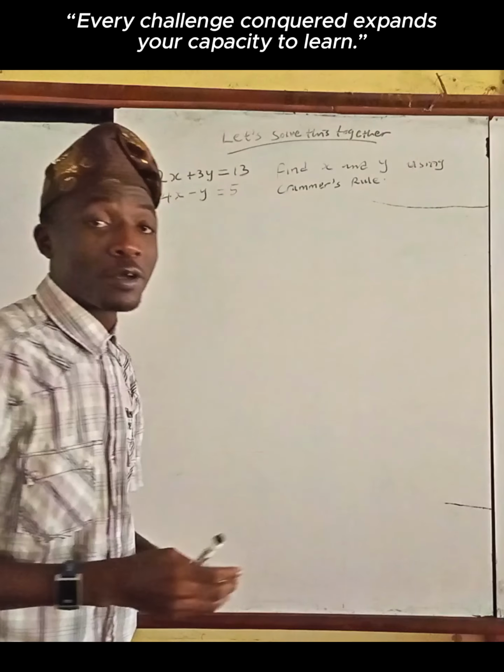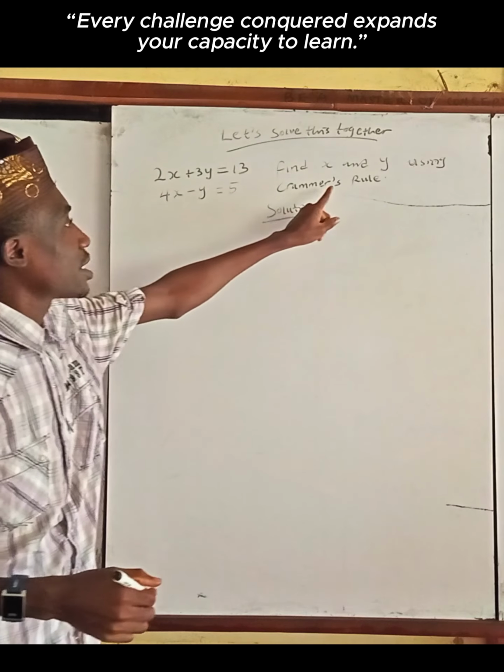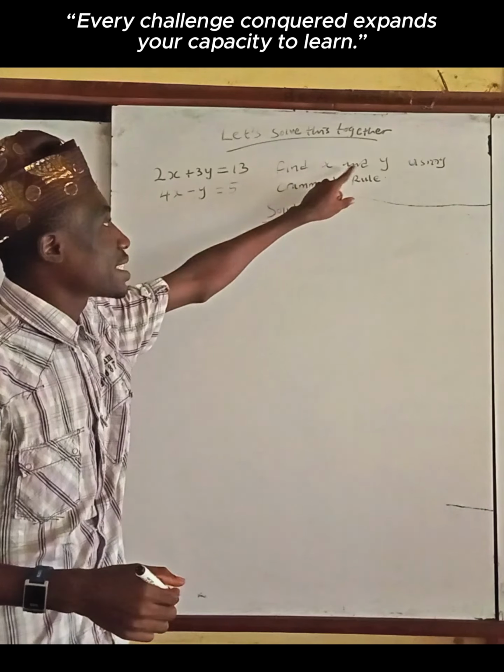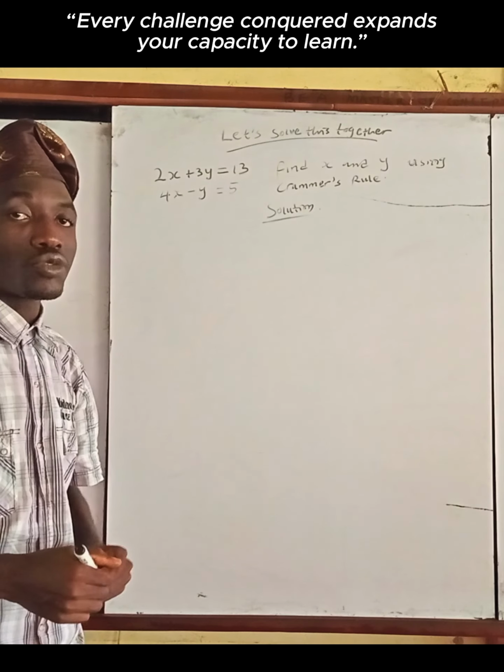This is another question I want us to look into together. Solution. There is a condition here for us, which is: find x and y using Cramer's rule. So what is Cramer's rule? That is where the question is.